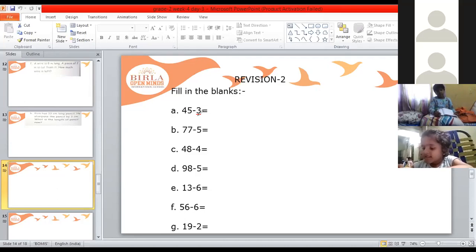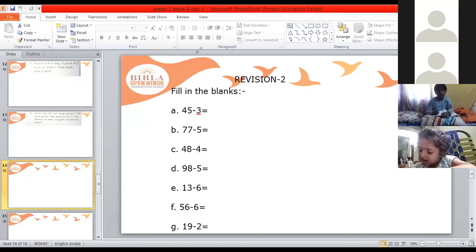We'll start going backwards now. What comes just before 45? Look here, children, we'll take out that many fingers. This is 45 minus 3, so we'll take our 3 fingers and start going backward. See here, 3 fingers are there. What comes just before 45? 44, then 43 and 42. So the answer is 42.